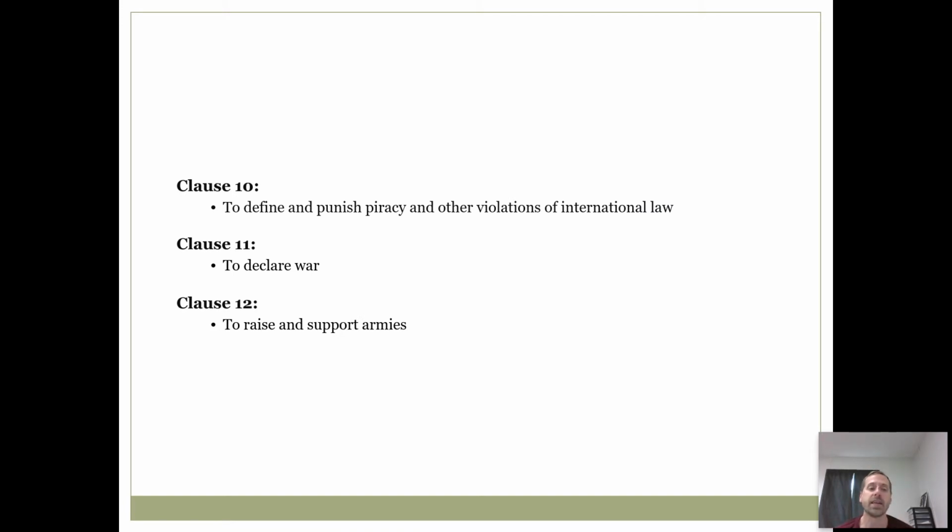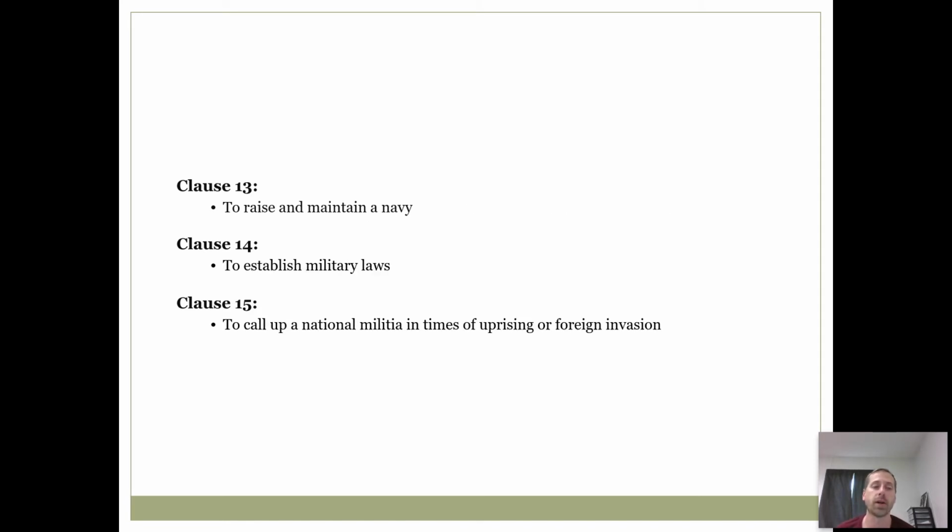Number 10 is kind of neat. They have the power to punish pirates. Number 11, to declare war, to raise and support an army, to raise and maintain a navy, to establish military laws, so rules and regulations for the Army and Navy. The federal government has the power to call up the militia.